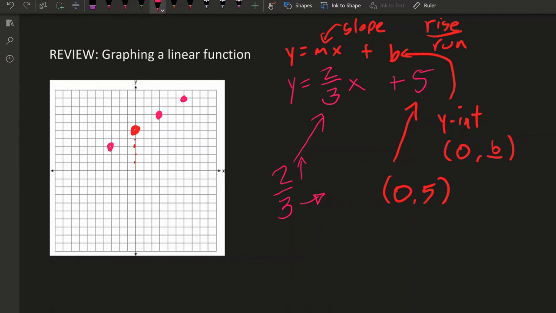And then I can do this forever and ever, but instead I'm just going to connect the dots and put arrows to show that it goes on forever. And that is how you graph a linear function.